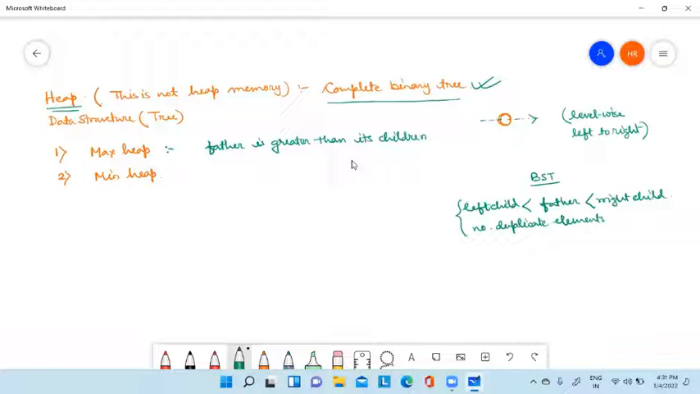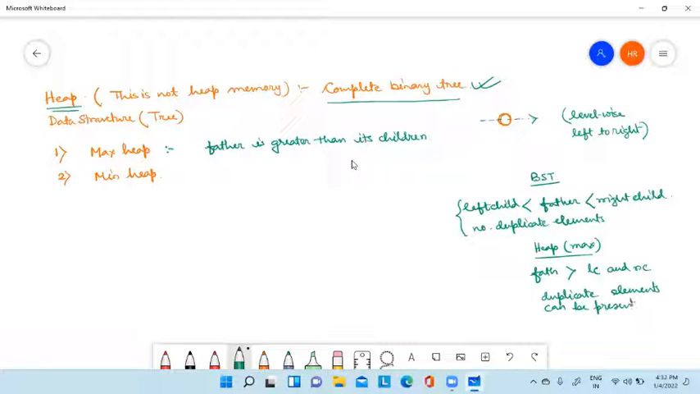But in case of heap, if it is a max heap, the definition is father is greater than left child and right child. Okay, this is the first thing. And the second thing is there is a possibility of duplicate elements. Duplicate elements can be present.